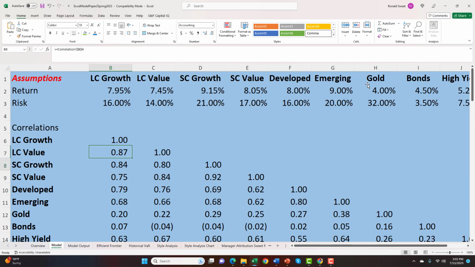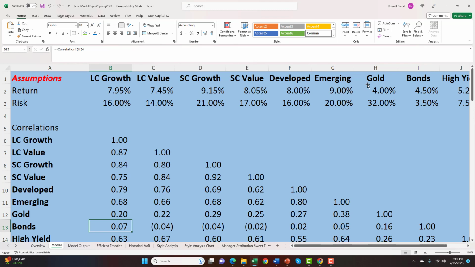You can see between stocks, my correlations are fairly high. Anything above 0.7 is a pretty high correlation, which means we can expect them to move together pretty consistently. Gold has a low correlation. So even though gold is very, very volatile, it tends to do well when stocks are doing badly a lot of times because gold tends to do well during a crisis.